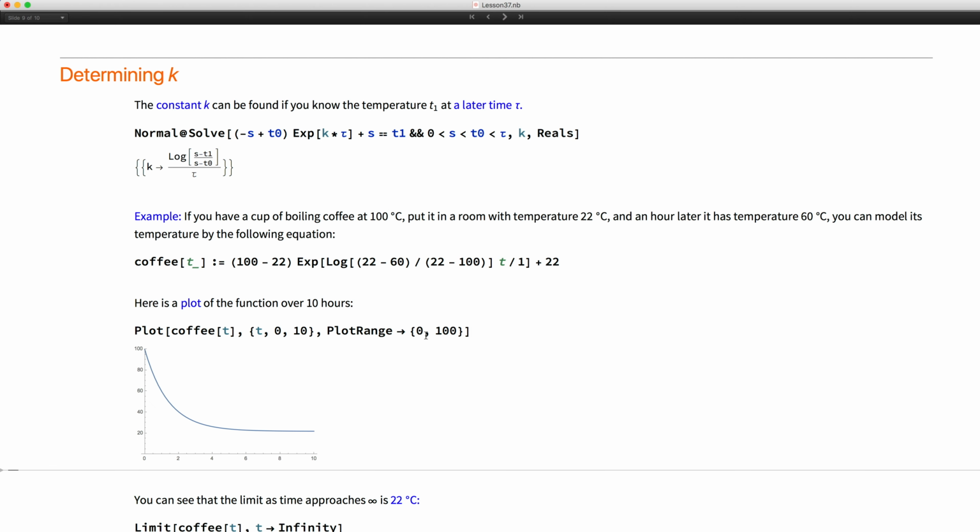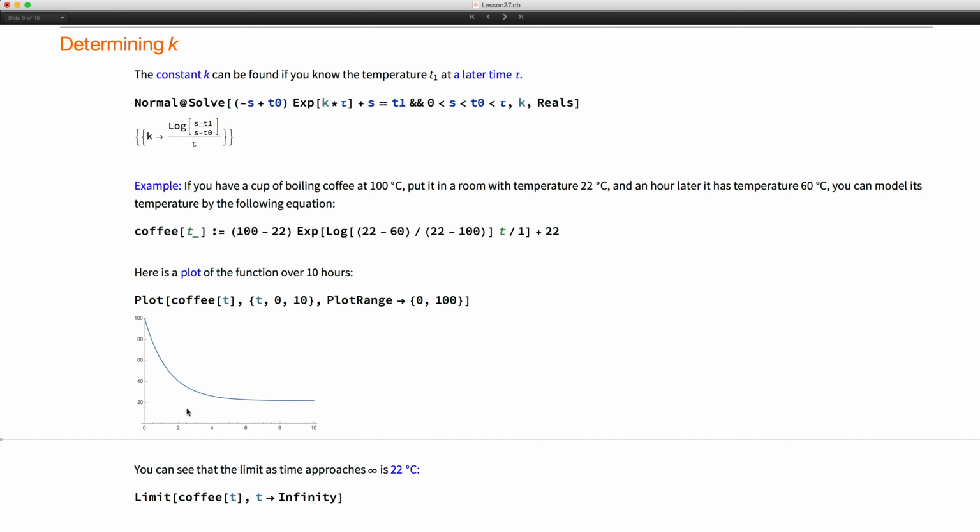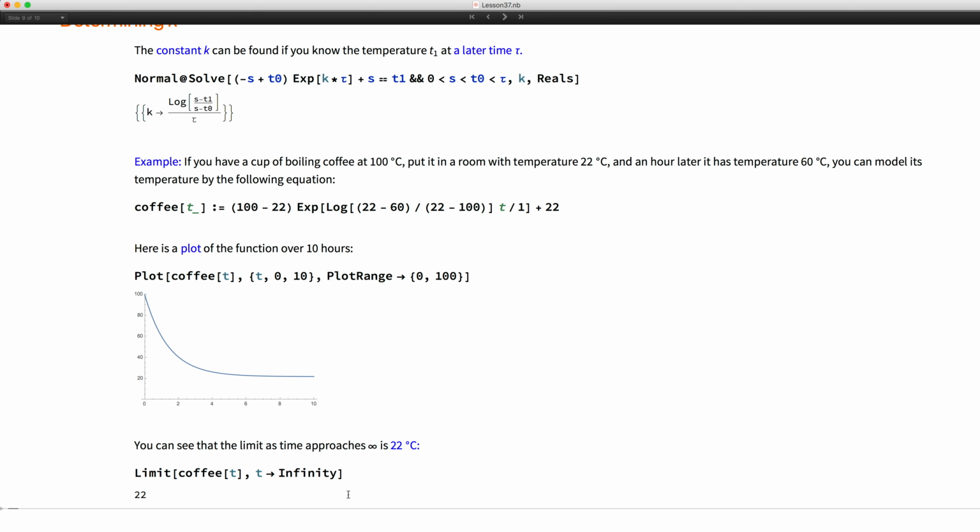And you can see that the temperature slowly approaches the room temperature, which is 22. And in fact, you can use limit to check that the answer is actually 22 when you let infinitely many hours pass by. So that's Newton's law, which models the cooling of objects which are placed in a room with a lower temperature than the object.